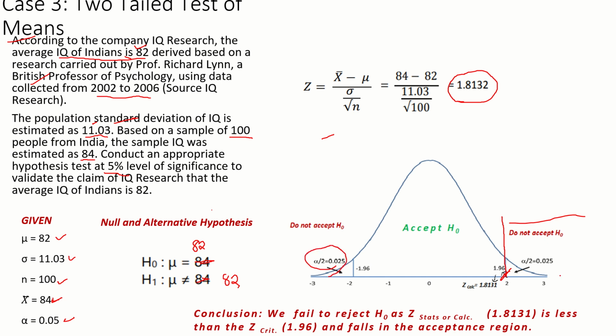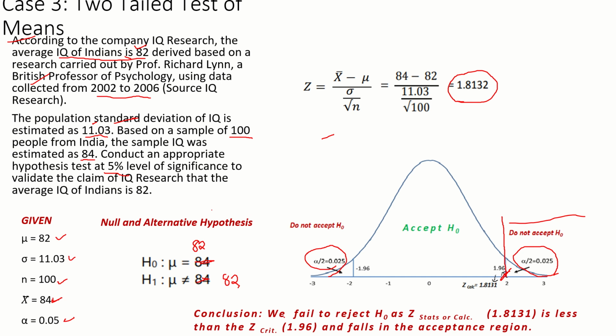Therefore alpha by 2, the 5% by 2, the result becomes 0.025. For 0.025, the Z distribution's critical value will become 1.96. So the calculated value is 1.81. It is at the right side, a positive value, and it falls in the acceptance region. Therefore, we accept the H0 here.